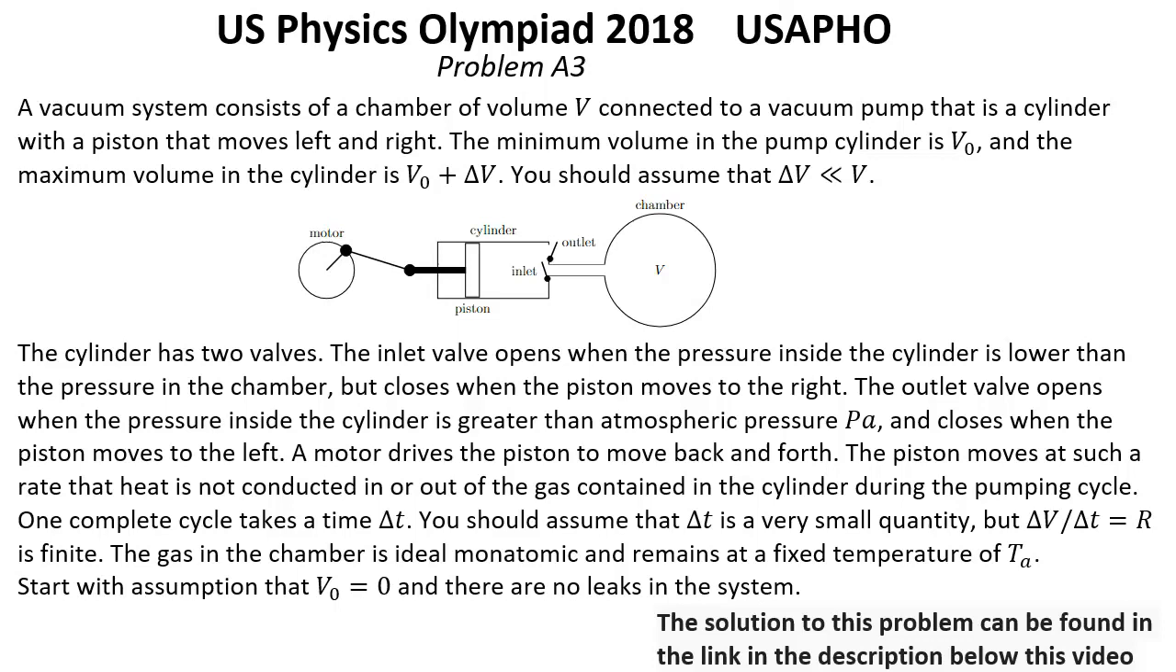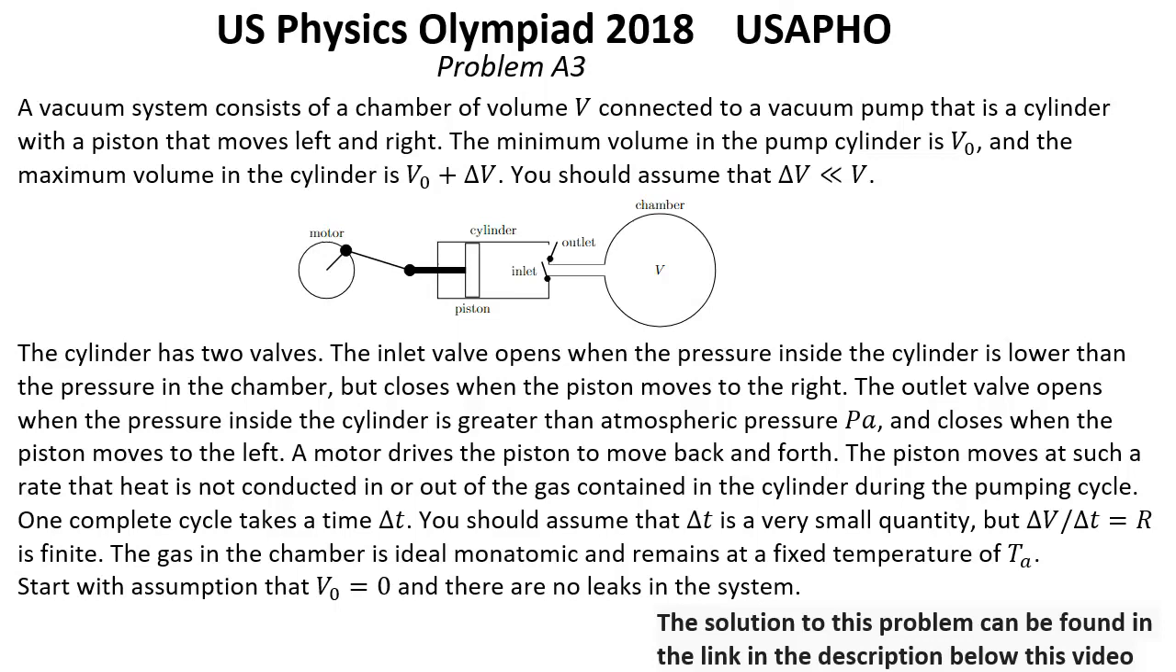The cylinder has two valves. The inlet valve opens when the pressure inside the cylinder is lower than the pressure in the chamber, but closes when the piston moves to the right. The outlet valve opens when the pressure inside the cylinder is greater than atmospheric pressure PA, and closes when the piston moves to the left. A motor drives the piston to move back and forth. The piston moves at such a rate that heat is not conducted in or out of the gas contained in the cylinder during the pumping cycle.